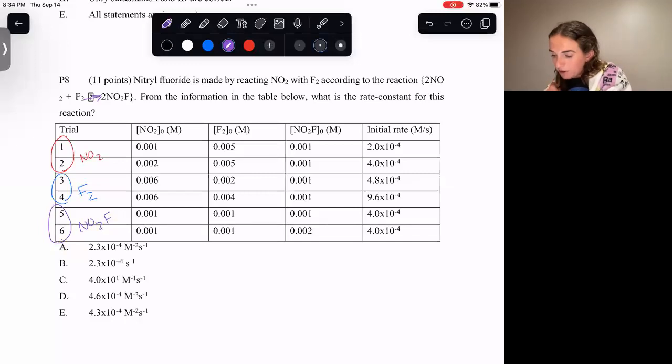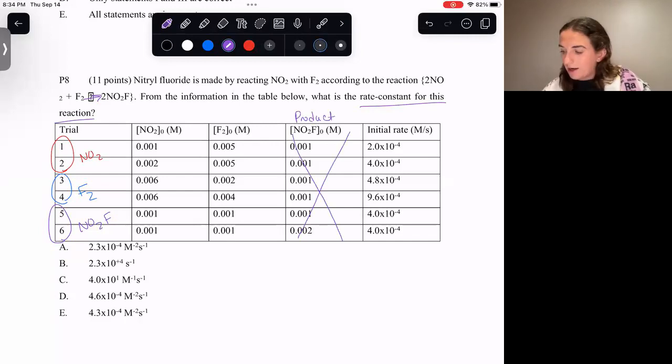So when we're looking at, we want to find the rate constant for this reaction. So we have to look at the reactants. Our NO2F does not matter because this is a product. Okay, but we can still go through the same motions to give you extra practice of what that would be. So if we're looking at NO2, we're looking at 0.001 to 0.002.